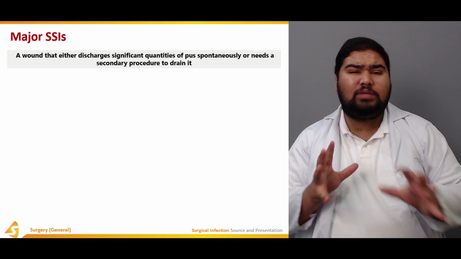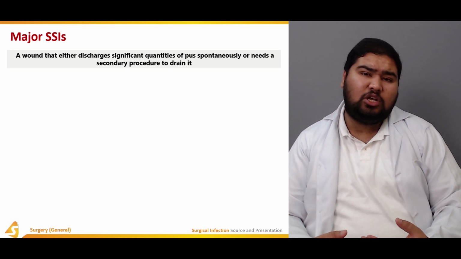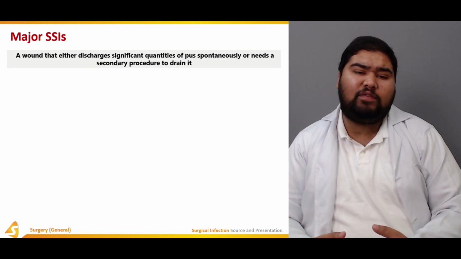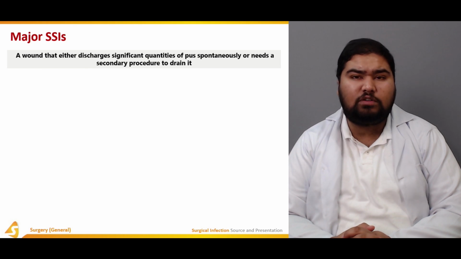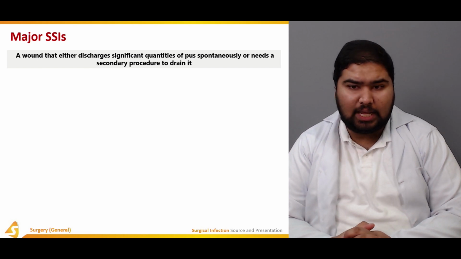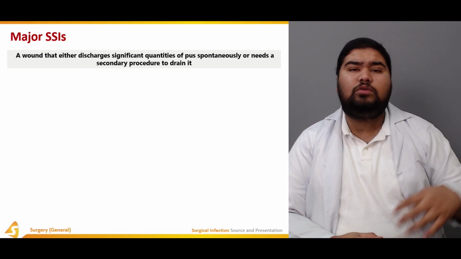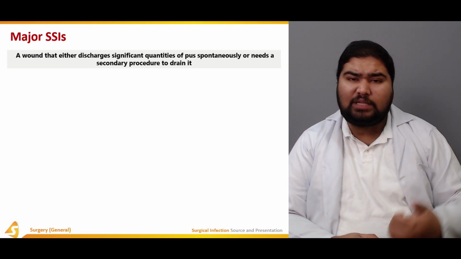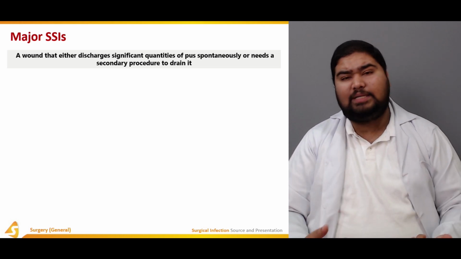Now let's talk about the surgical site infections. What are the major surgical site infections? A major surgical site infection is a wound that either discharges significant quantities of pus spontaneously or needs a secondary procedure to drain it. So a major surgical site infection is one that is draining pus. Now it is producing pus actually.